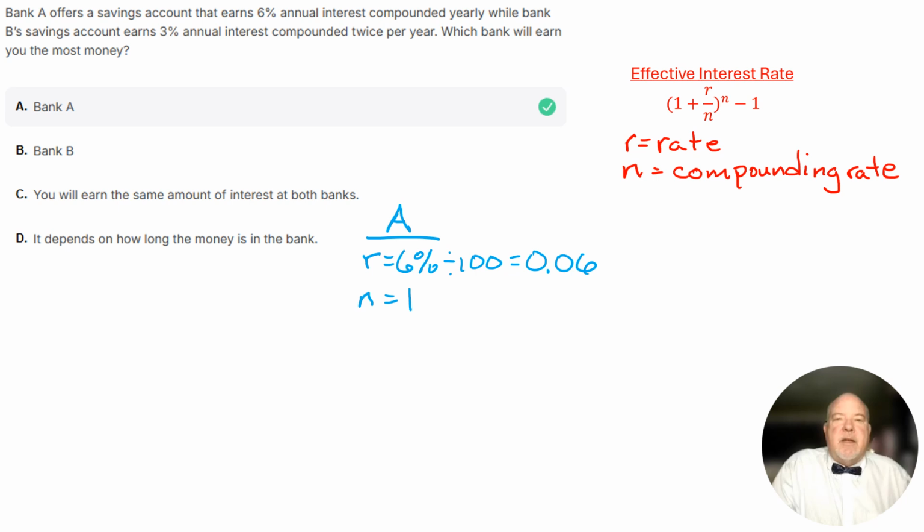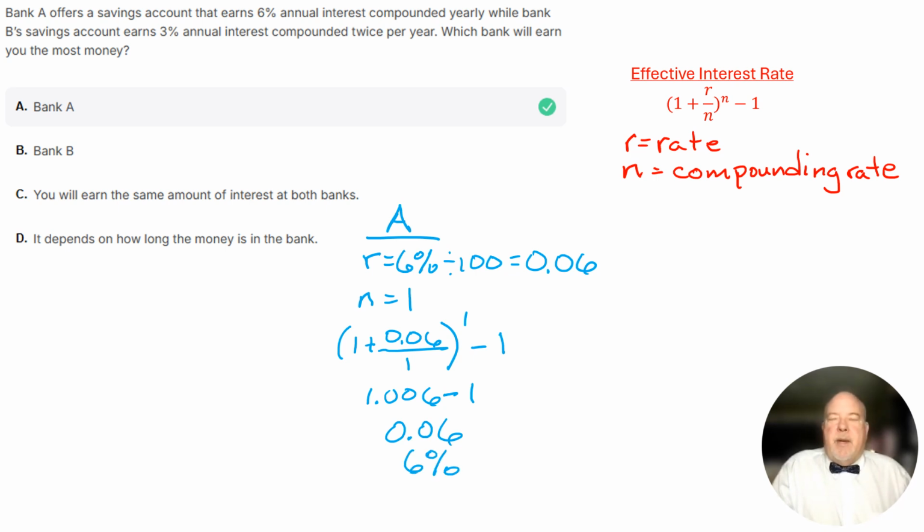And so we plug these in, and we get 1 plus 0.06 over 1, and then that's to the nth power, which is 1, and then minus 1. So go ahead and figure out the parentheses here. So I end up with 1.06 to the first power, which is just 1.06, minus 1. And so the effective interest rate here comes out to 0.06 or 6%.